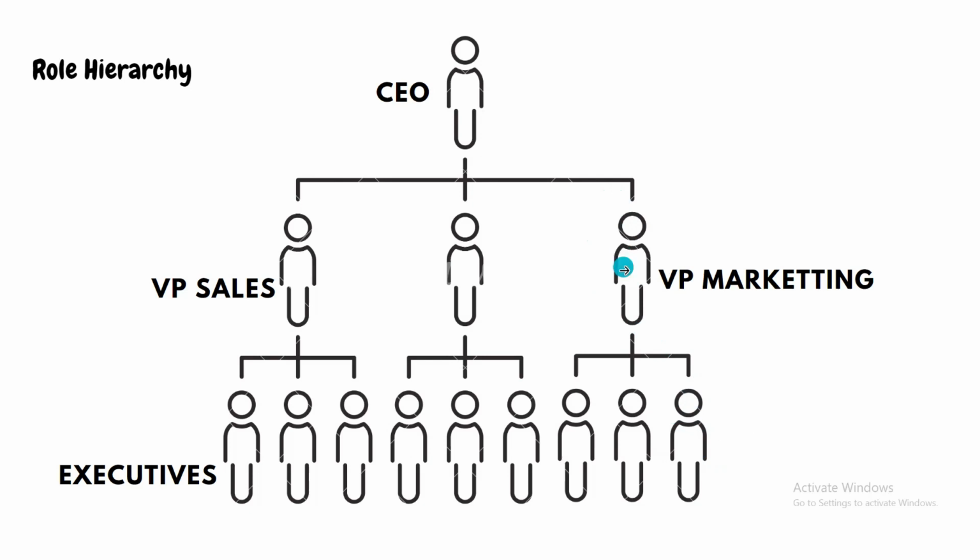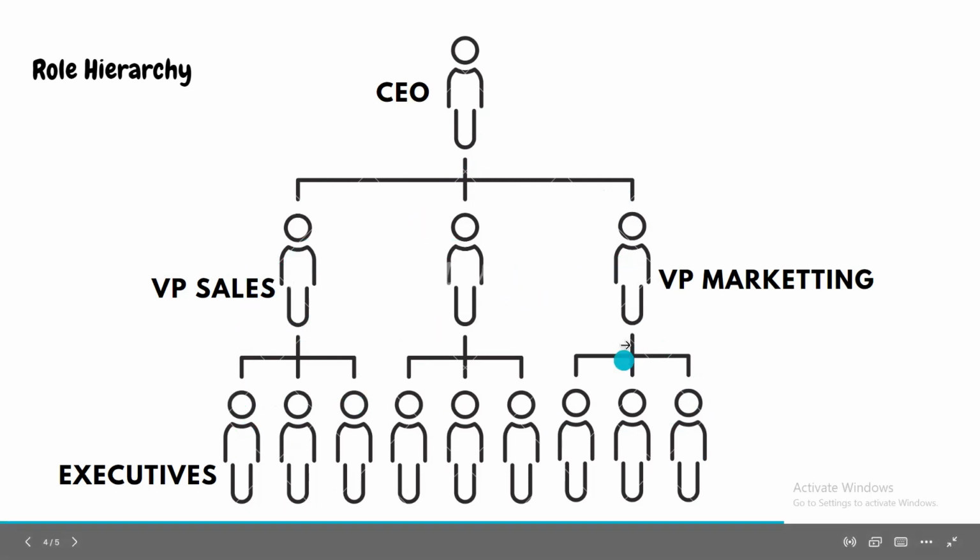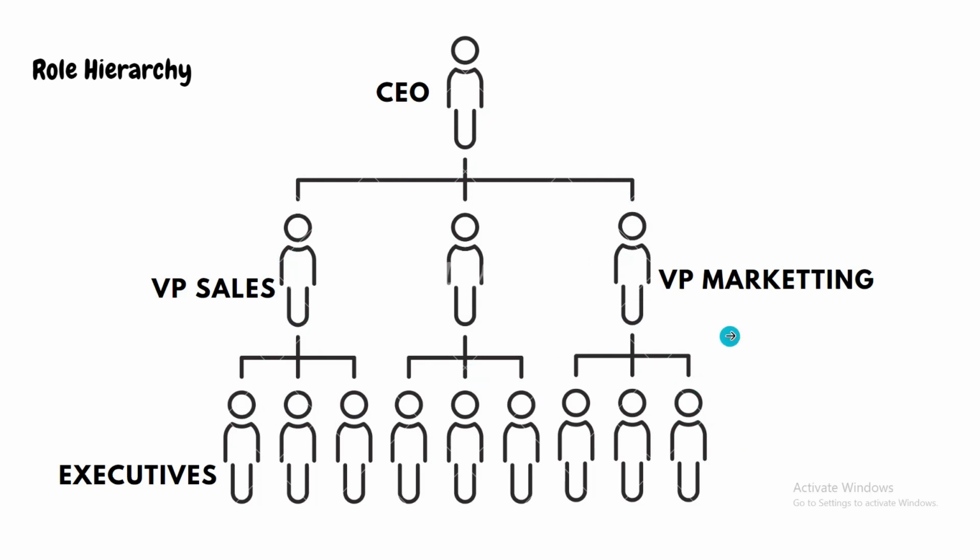But the VP of marketing will not be able to see the records of VP of sales. Okay, और सेम थिंग कि वीपी ऑफ सेल्स भी अपने नीचे वाले सारे एग्जीक्यूटिव्स के records check कर पाएगा. He'll be able to access it, and CEO will be able to access all the data of VP of marketing, VP of sales, and all the executives under them. So this is how role hierarchy works.